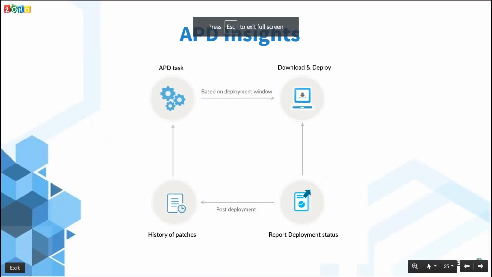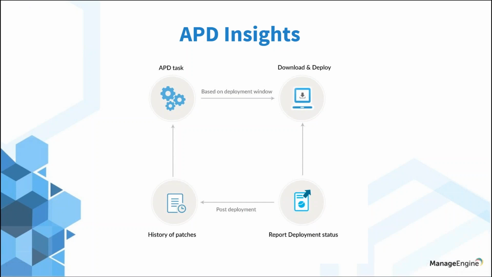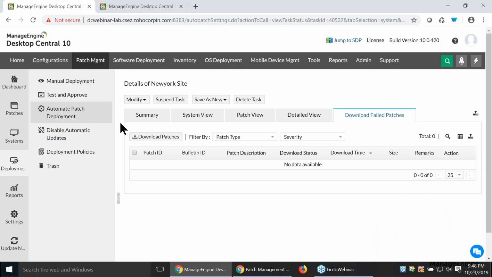As you can see here, this is the automate patch deployment inside. I've created an automate patch deployment task based on the deployment window. The server will download the patches and then they will be deployed. Post that, I can get a detailed report about what has been done on that specific task. I can also get to know what patches have been deployed last month or 3 months back. All that information will be available in the task. So these are the additional benefits added to automate patch deployment. Moving back to the console here.